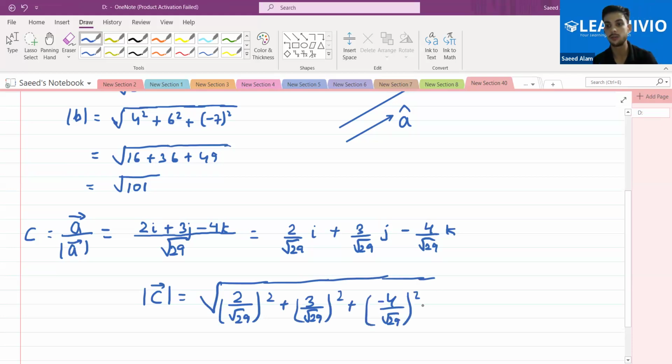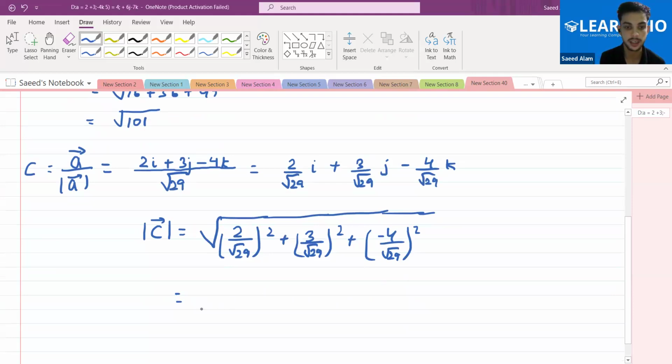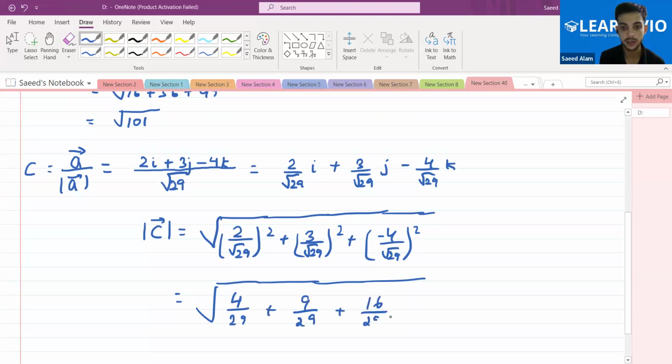Okay, so now calculate it fast, what is the answer that we'll get over here? That will be under root of 4 by 29 plus 9 by 29 plus 16 by 29. Yes, both of you, yeah, so it's 1. Okay, so actually what we desired was to find a vector whose magnitude is 1, and we are able to find it in this way. Yes or no? Have we completed our target of getting a vector whose magnitude is reduced to 1?